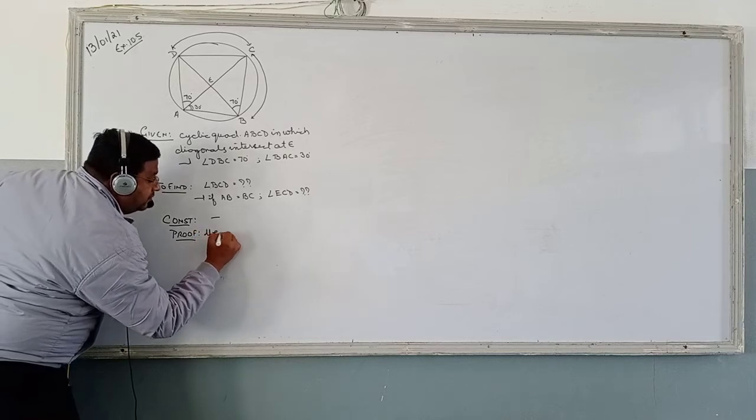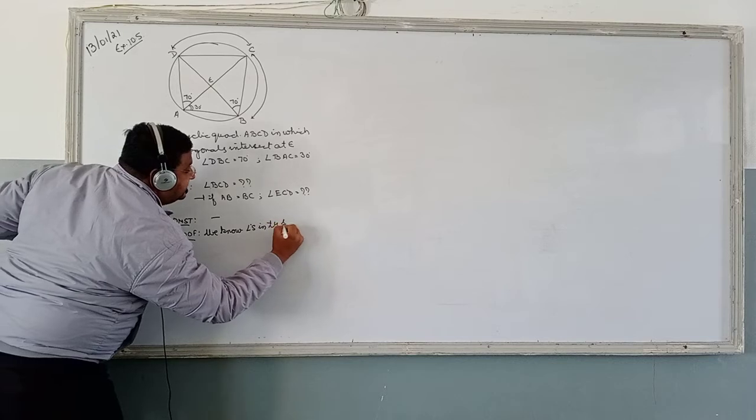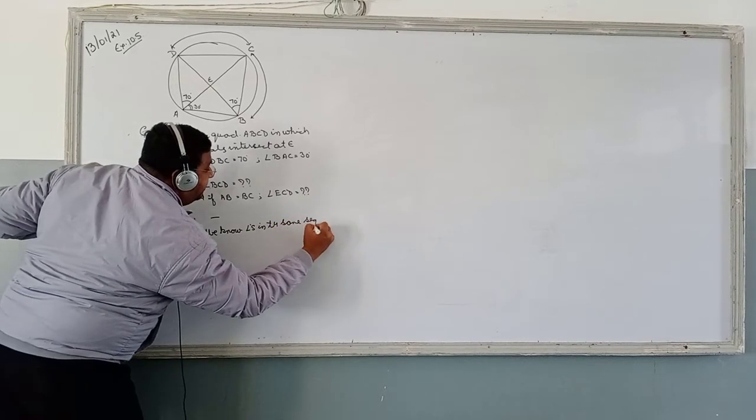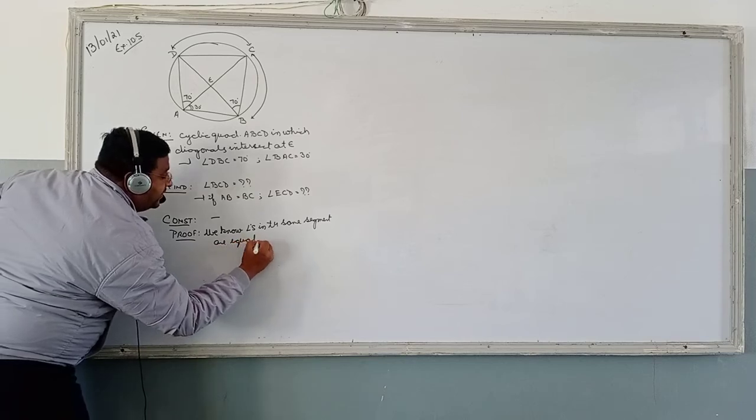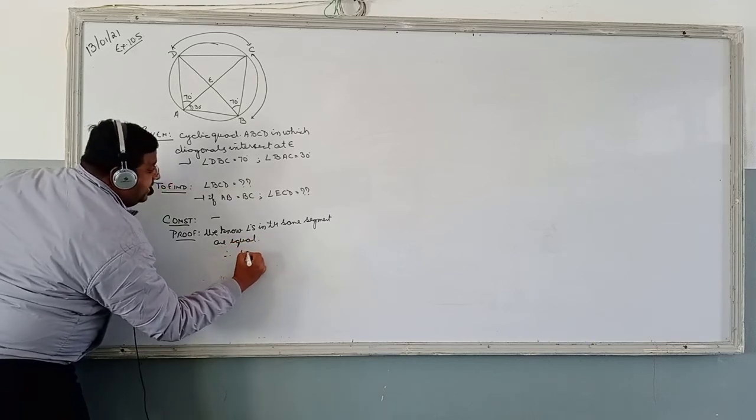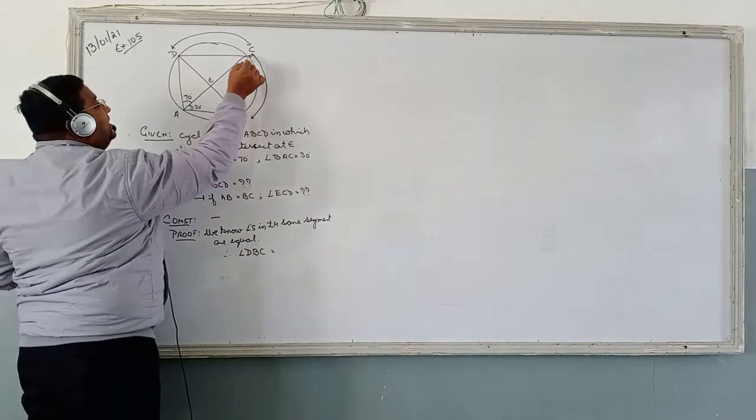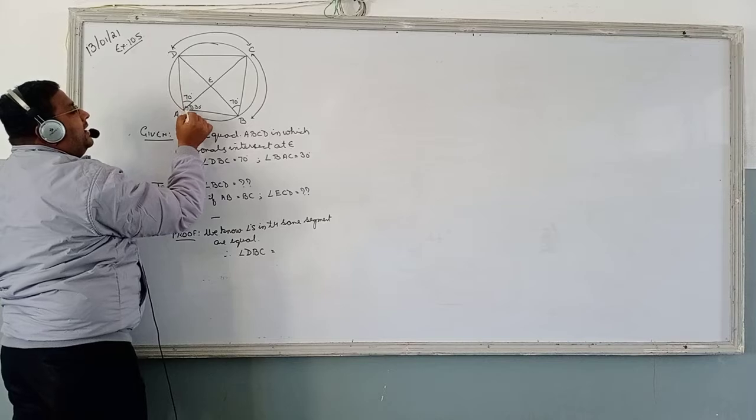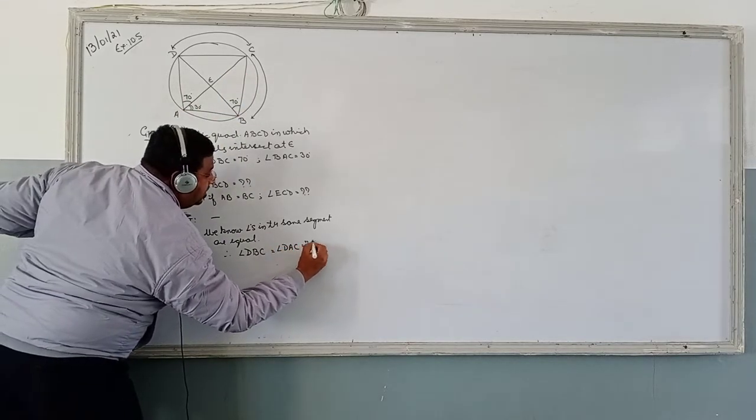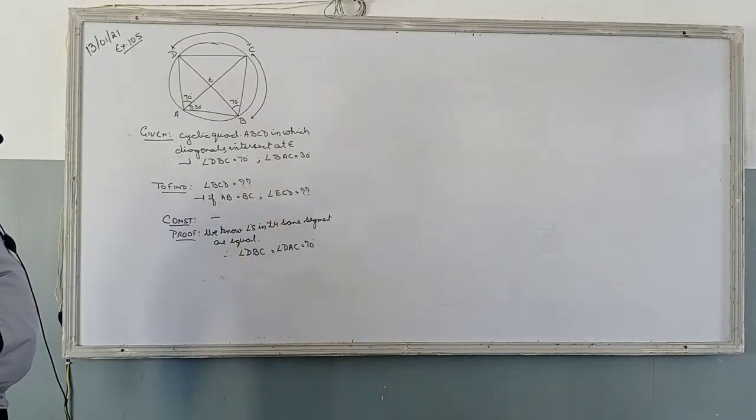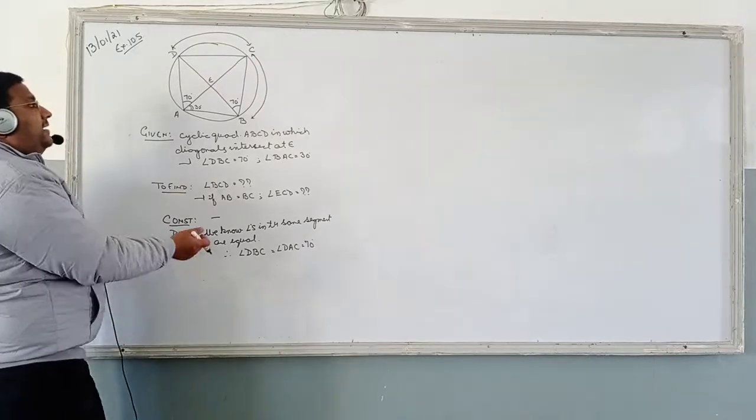We know angles in the same segment are equal. Therefore, angle DBC is equal to angle DAC, which is how much? 70 degrees. Right? Which is that segment? CD. Okay.